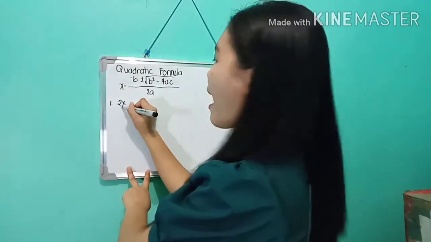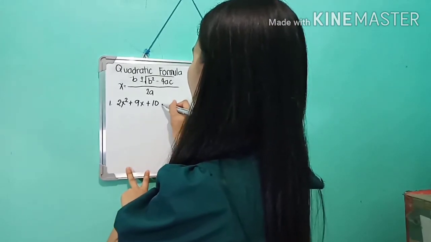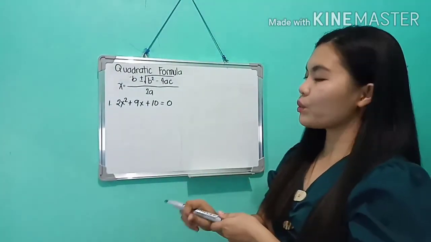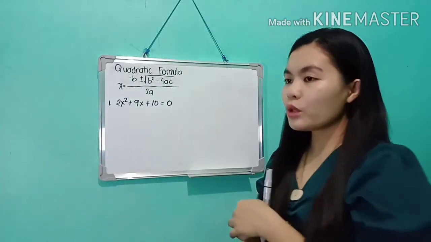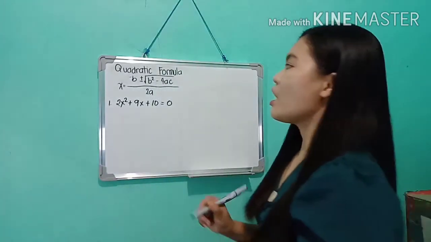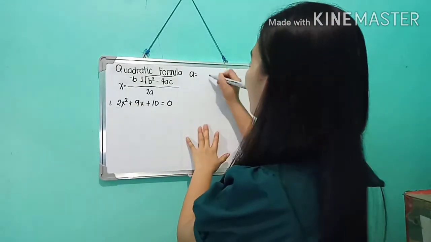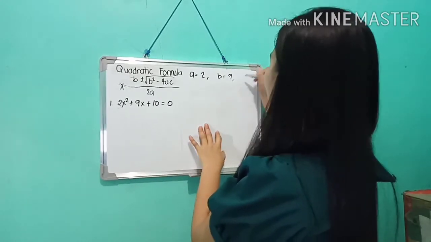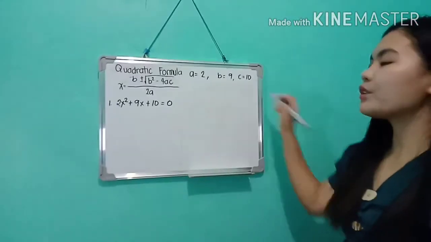We have 2x squared plus 9x plus 10 is equal to 0. So this quadratic equation is written in standard form. The first thing that we're going to do is to find the values of a, b, c. Alright, so this is our a, 2, our b is equal to 9, and our c is equal to 10. So we already have the values.